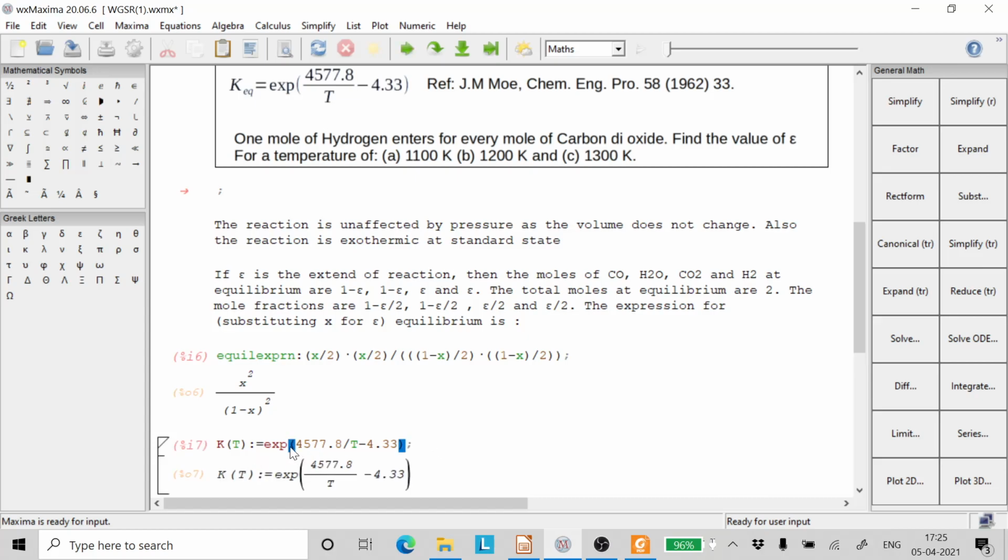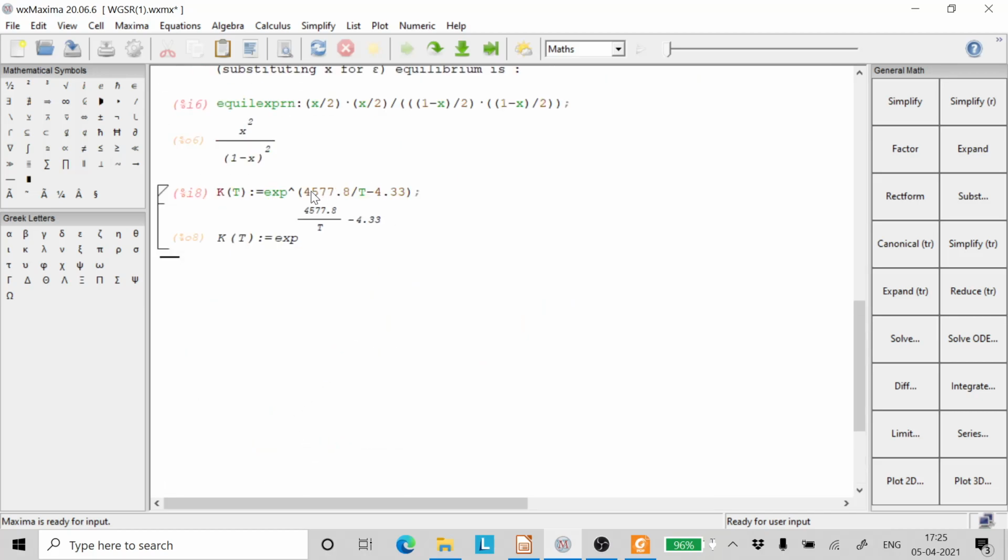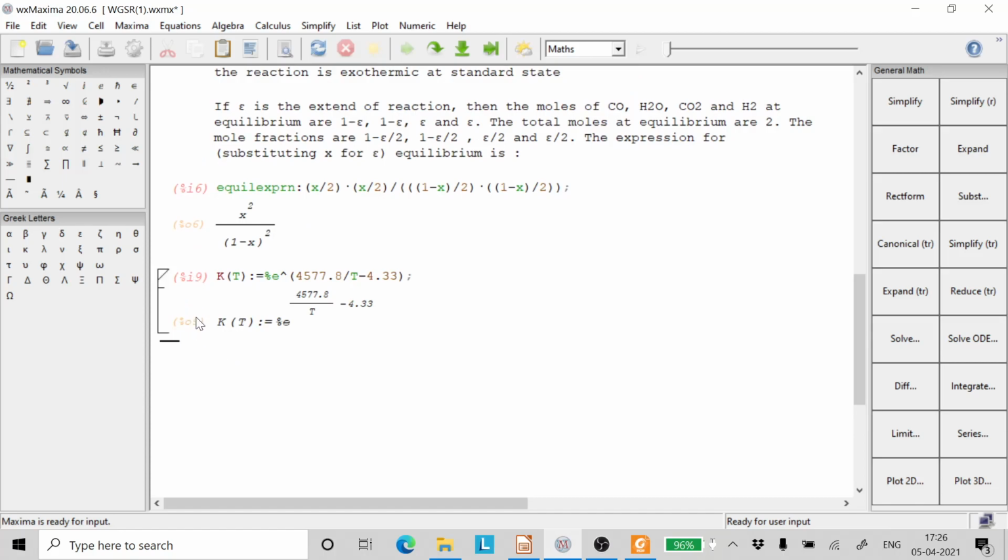Now here I would like to make a slight change and write this as exp, e whole raised to. And we write it here. The term E is percentage E. And there we get our expression. This is %e, that is the standard e that we have in mathematics, which is 2.303 if you take the log of it. Yeah, now we have the expression for K.